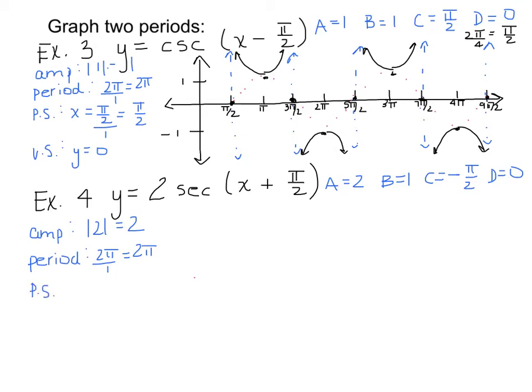My phase shift is X equals C over B, which is still negative pi over 2. And my vertical shift is Y equals 0.